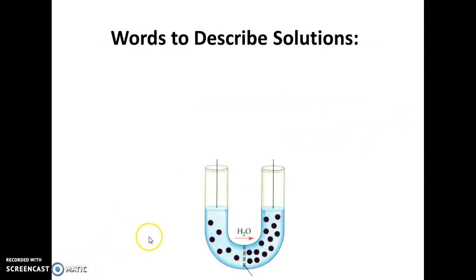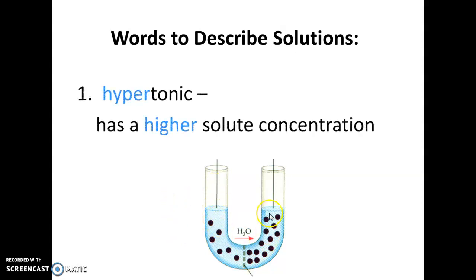Now, we need some fancy sciencey words to help describe these solutions. This is on the chart on page 25. You've got a space for definitions on this chart, so go ahead and jot these down. Right now, in this U-shaped tube, I have a lot more solute molecules on this side. This side is more highly concentrated, and so we're going to call this side hypertonic.